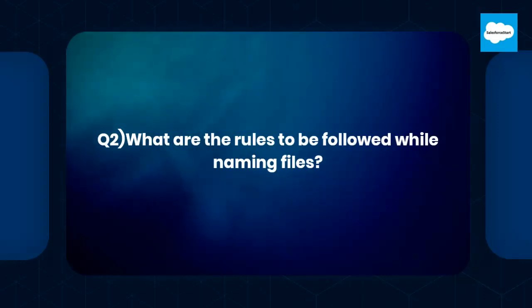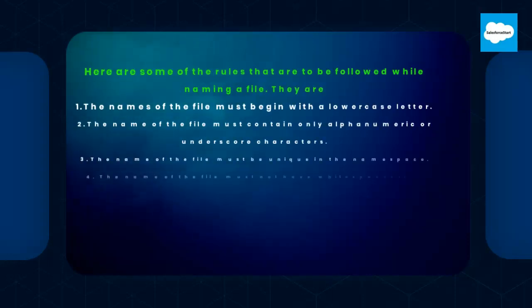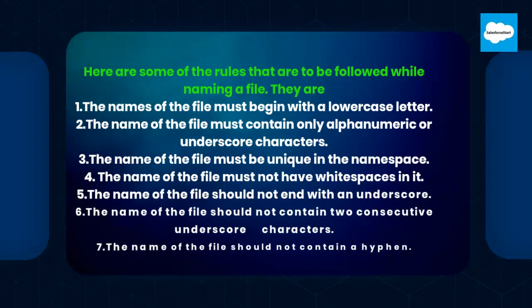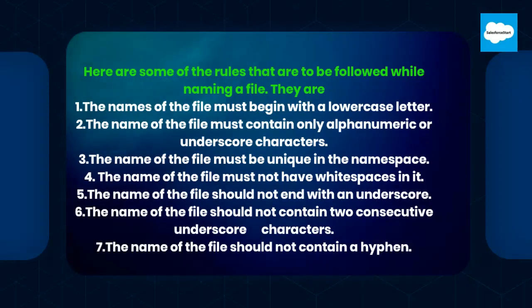Question number 2. What are the rules to be followed while naming files? Answer: here are some of the rules that are to be followed while naming a file. 1. The name of the file must begin with a lowercase letter. 2. The name of the file must contain only alphanumeric or underscore characters. 3. The name of the file must be unique in the namespace.